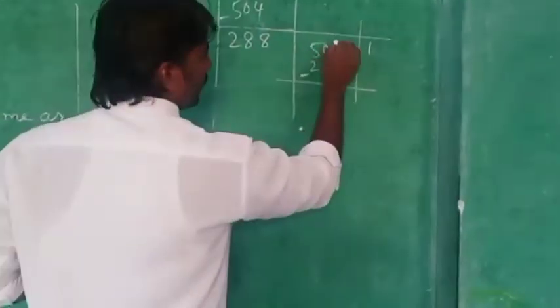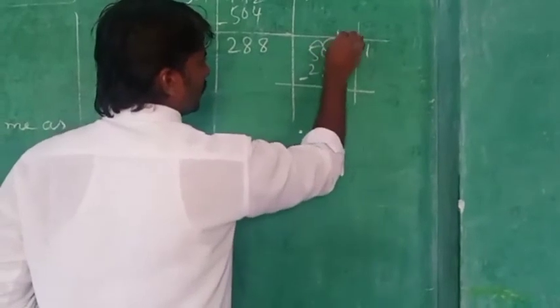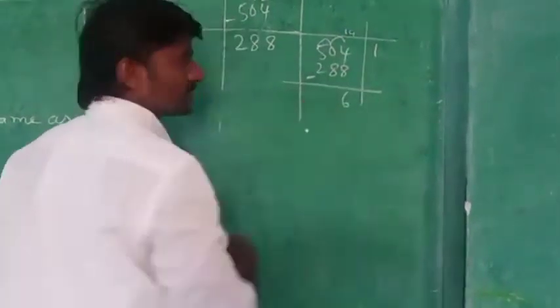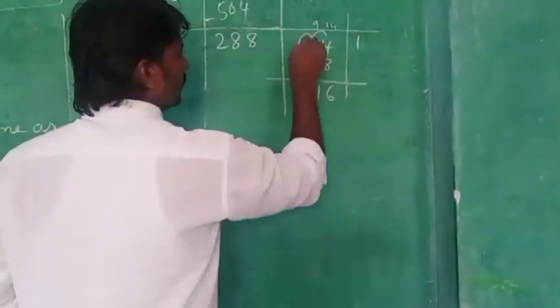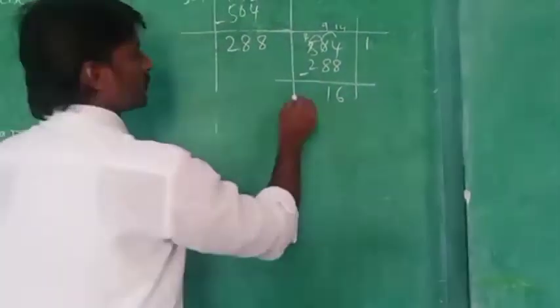Now take here borrow, here borrow. Means 14 you get. 14 minus 8, 6. Here what will be here? 9 will be here. 9 minus 8, 1. Here 4 will be here. 4 minus 2, that is 2.